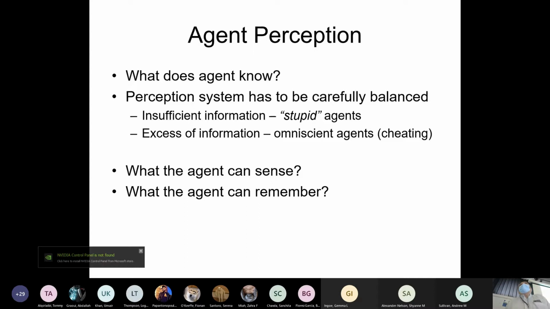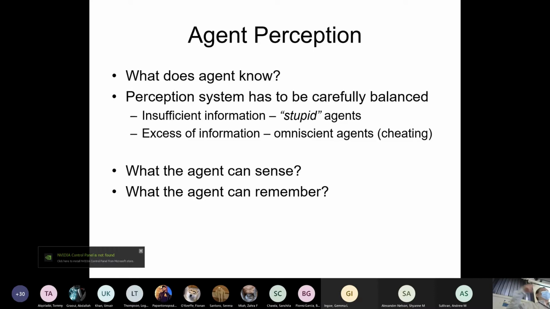We decided that agents have to sense the environment. Sensing the environment is known as perception. Perception is a term used in psychology, but also a term used in AI. So what does the agent know? This is a very important question because, very much unlike biological structures, agents do not have senses in the same sense as we do. They don't look at the world through their eyes. They probably get information about the structure of the environment through some kind of database. So they can access world information directly, and this means that the perception system of autonomous agents has to be carefully balanced.